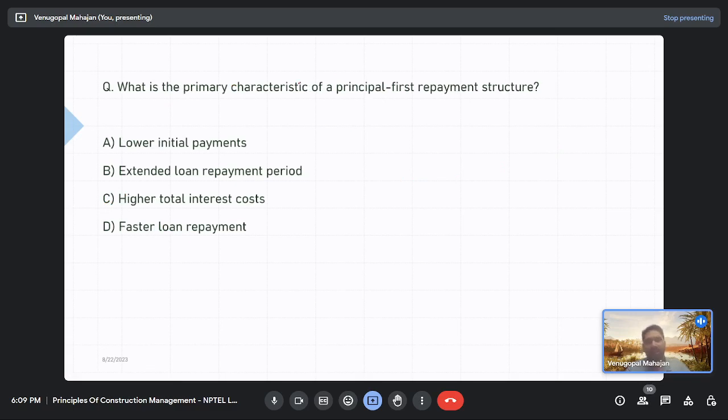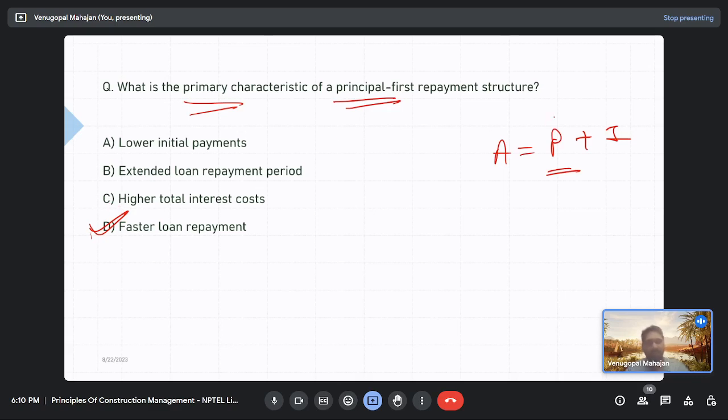What is the primary characteristic of a principal first repayment? As we saw right now, A is equal to P plus I. So that was interest first. This is principal first. So what is the primary characteristic? Faster loan repayment. Faster loan repayment, definitely.